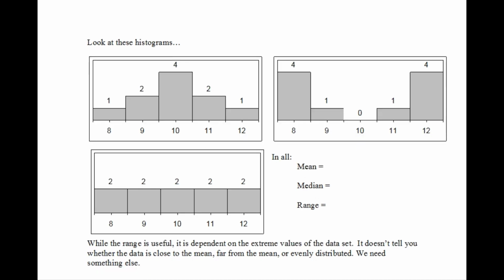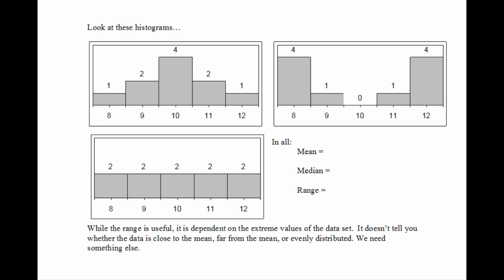Now, even range doesn't give us a lot of detail about our data sets. If we look at the data sets represented by these three histograms, in all of them the mean is 10, which you could calculate as we've done before. The median, remember, is the data point so that half the data values are above it, half are below, and we know it'll be somewhere in the middle bar in each case. We don't know, of course, exactly where it is, but we'll put it in the center of the center bar, which would be at 10.